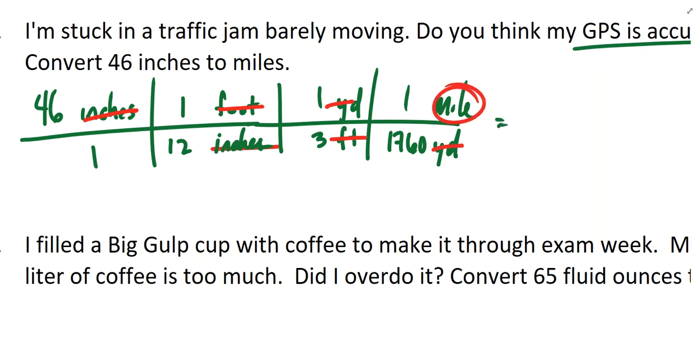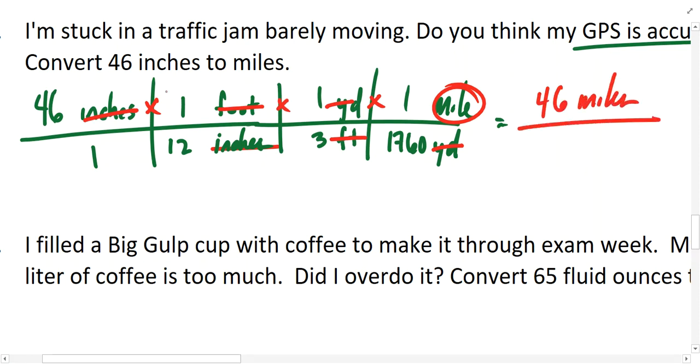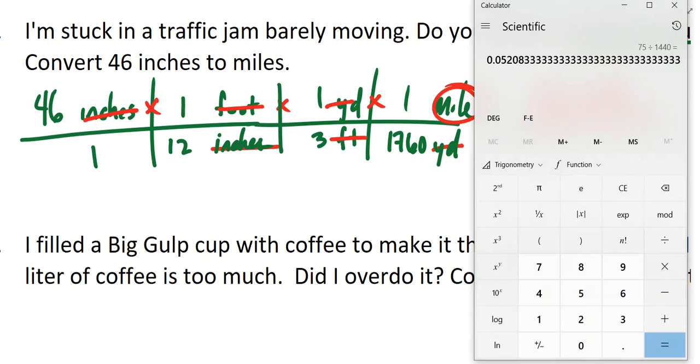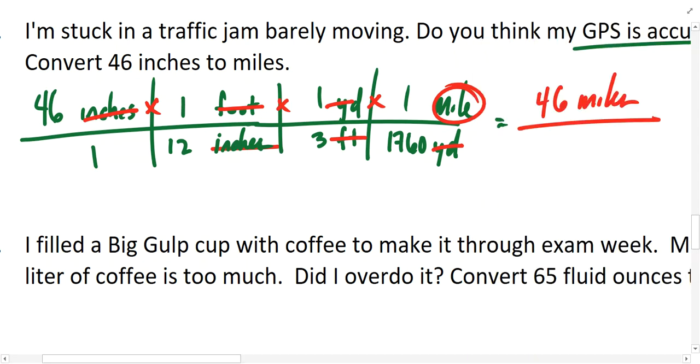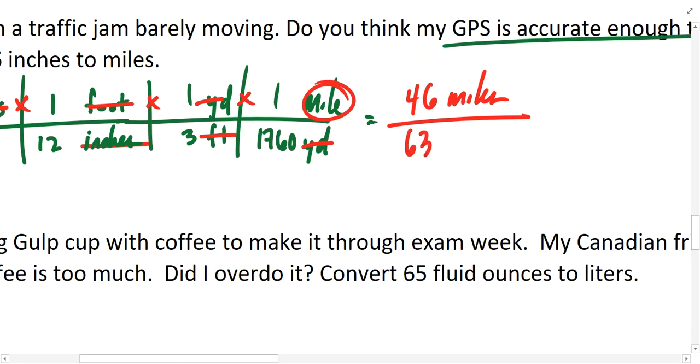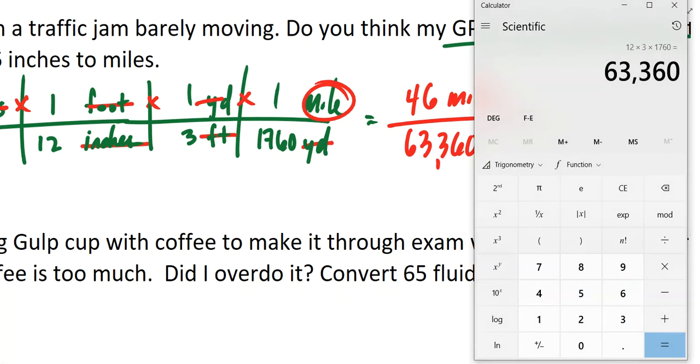All we've got to do is multiply straight across the top of the T-chart. Well, that's easy. 46 times 1 times 1 times 1 is 46 miles. And across the bottom, 1 times 12 is 12, times 3 times 1,760 gives me 63,360. No units in the bottom here. But now I've got something I can divide.